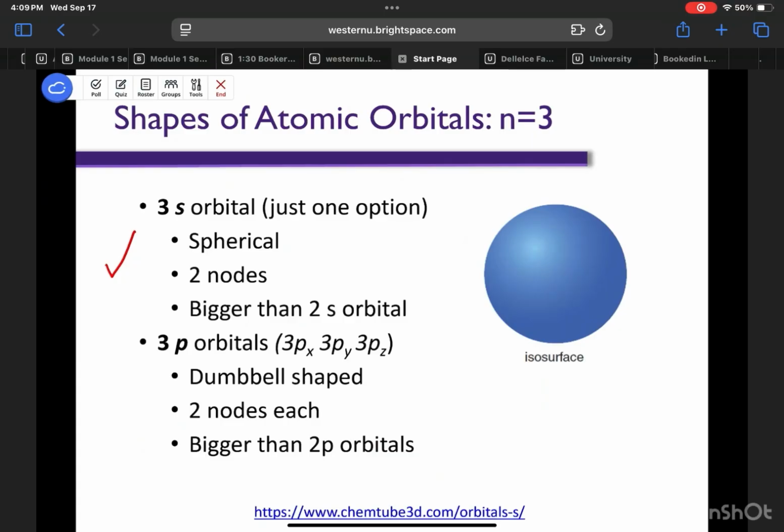3p is going to look very similar to the 2p orbitals. The 3p orbitals also have a nodal plane between the 2 lobes, but it also has some type of spherical node right here that makes them look a little funky. So we don't actually give you a picture of this one, but it's still a dumbbell shape and it has 2 nodes. The 2p orbitals are small dumbbells. The 3p orbitals are bigger dumbbells. The 4p orbitals even bigger, but keeping the same shape.